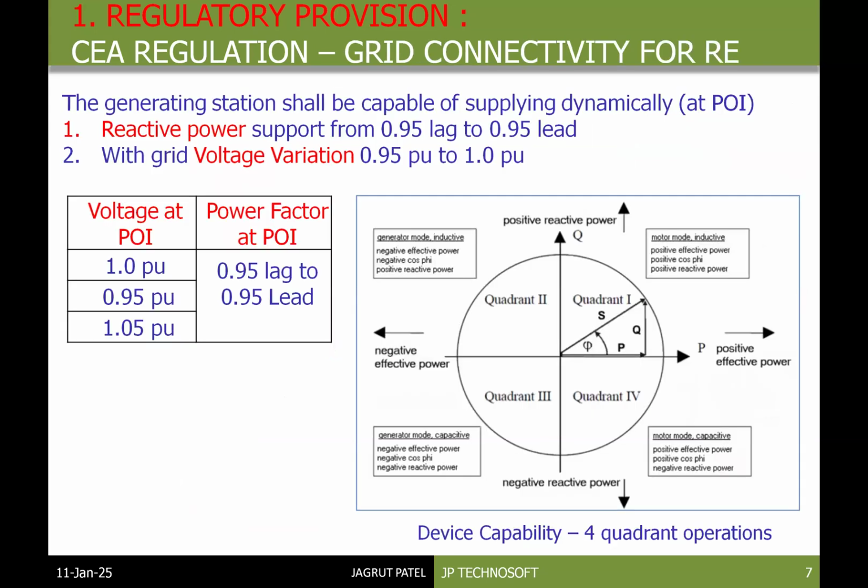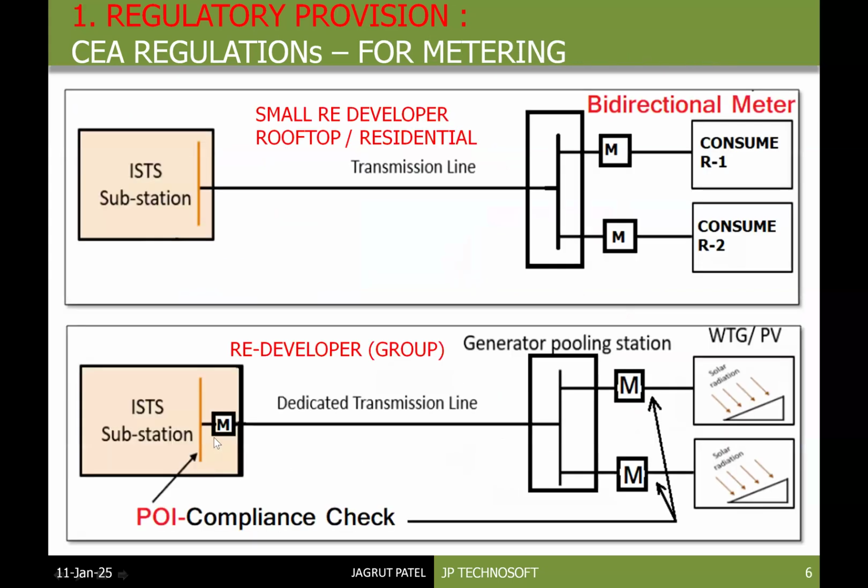For large plants, large solar plants, large wind power, large captive power plants, and of course hybrid power plants, the government has put some regulations on maintaining voltage and maintaining power factor at the grid substation metering point. That means in the previous slide, at this point, I think you can see my cursor. Rajesh sir? Yes, sir, we can. Okay.